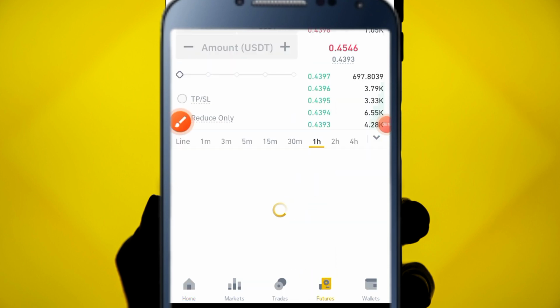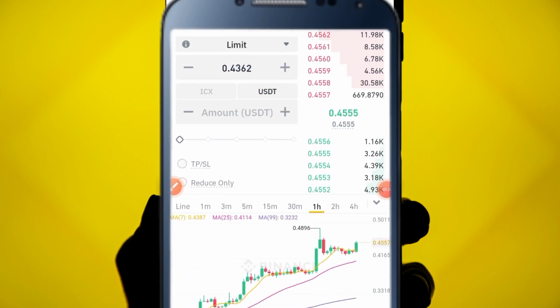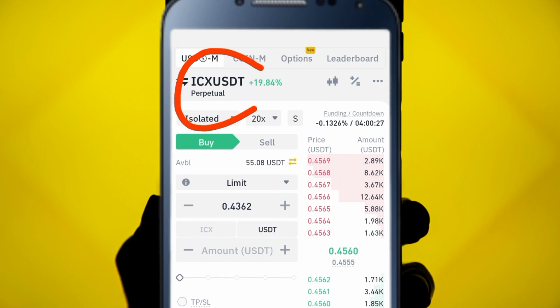When I click on futures, it opens for me an interface like this one. Now you are seeing ICX USDT because I had already chosen it, and it is the coin that I was really trading today. But I want to show you something very important about this ICX.